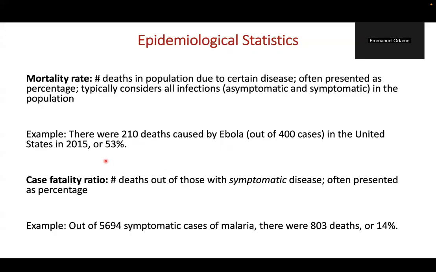53%. Then we also have the case fatality ratio, which is deaths out of those with symptomatic disease, and they are also often represented as a percentage. An example is you can say out of 5,694 symptomatic cases of malaria, there were 803 deaths, or 14% death.